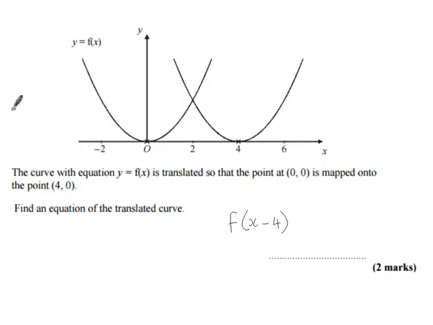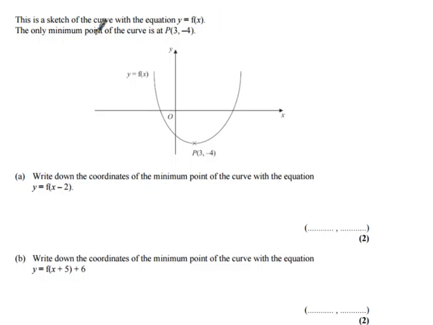Okay, last one then. So this is a sketch of the curve with the equation y equals f of x. The only minimum point of the curve, which is the lowest point of the curve, is (3, -4). Write down the coordinates of the minimum point of the curve with the equation y equals f of x minus 2. So this is a translation, a horizontal translation, because we have performed the change in x. We've taken away 2 from x before we perform the function, so what we need to do is we need to move everything to the right by 2.